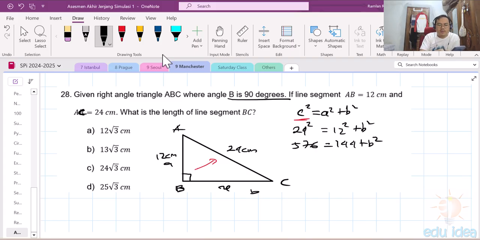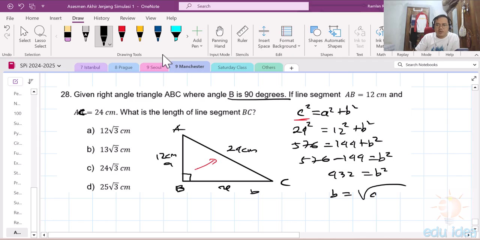So 576 equals 144 plus b squared, and move that to the left side. That'll be 576 minus 144, which equals 432. So 576 minus 144 equals b squared, that'll be 432 equals b squared. Which means that b is the square root of 432.